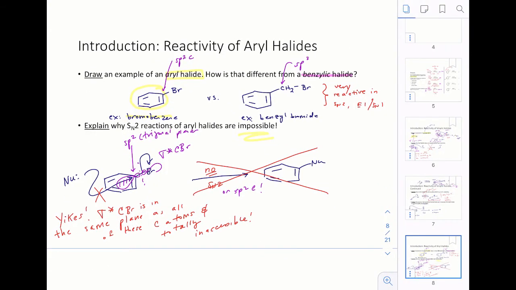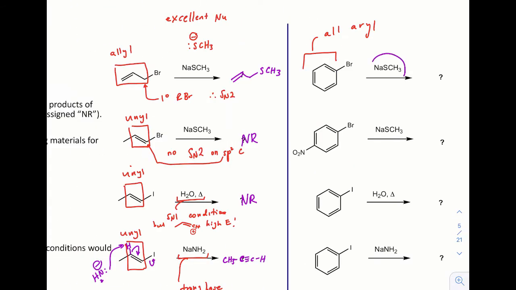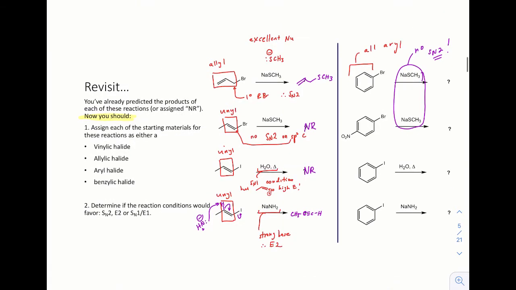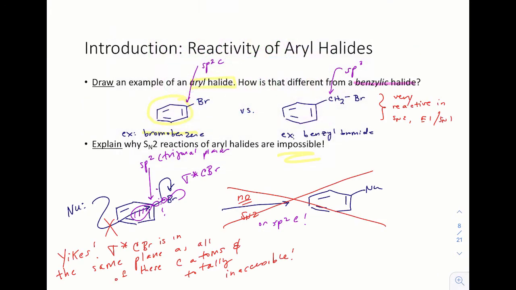We can go back to our predictions, and for these two examples, where there's sodium thiolate, which is an excellent nucleophile, there will not be SN2, okay? No SN2. Sigma star C-Br is in the middle of this ring. Yikes, the nucleophile cannot attack it. SN2, impossible.